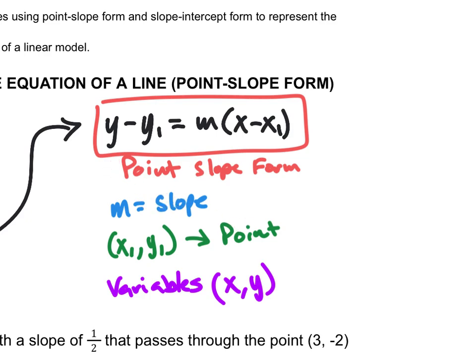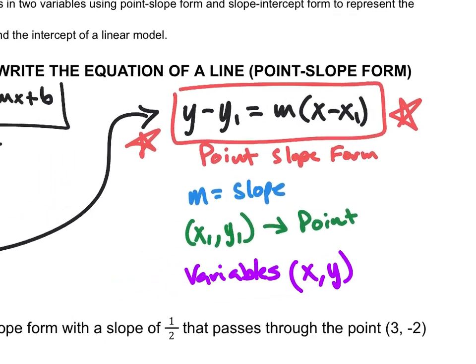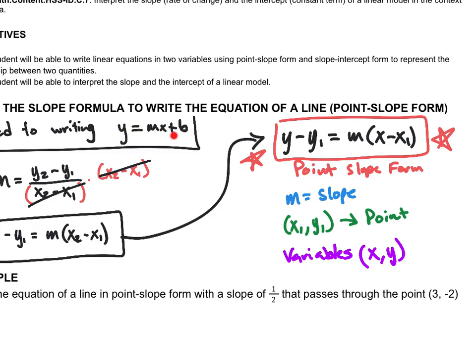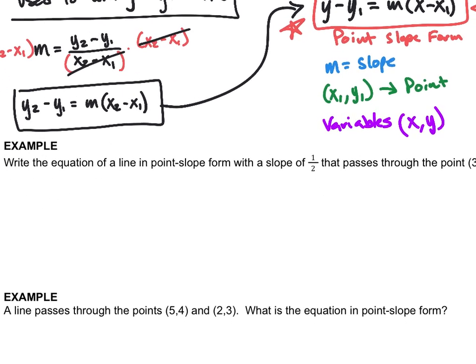All right, so let's practice this. Now, what I circled here is the important thing to know. That's the important form to know. And again, you're used to seeing this, but now we're going to start using this. So I'm going to look at the first example.